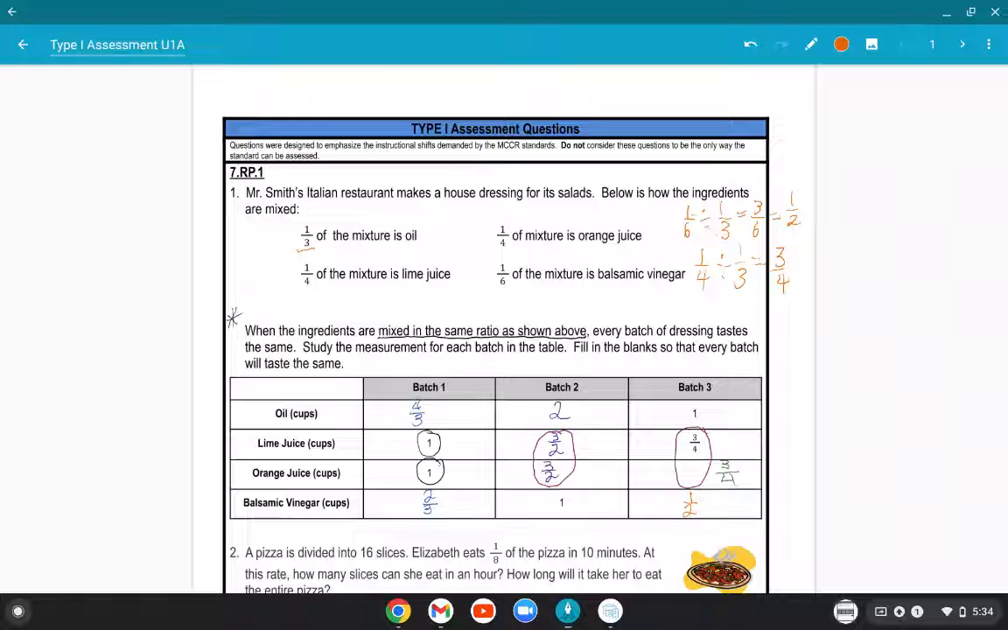and the orange juice have the one in the table, I'm going to divide every other ratio by the ratio for orange juice, lime juice. For the second batch, dividing every ratio by the one for balsamic vinegar because balsamic has the one. And then finally, for batch 3, I'm going to divide every ratio by 1/3 because oil has the one on batch 3. So look at the number that has the one.